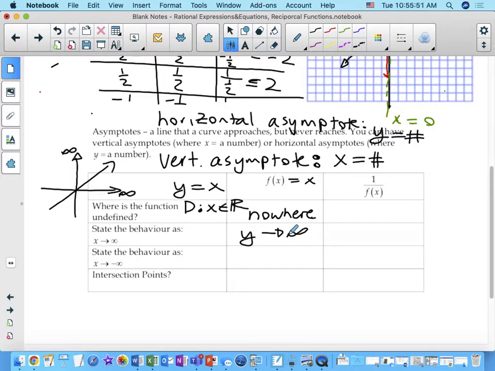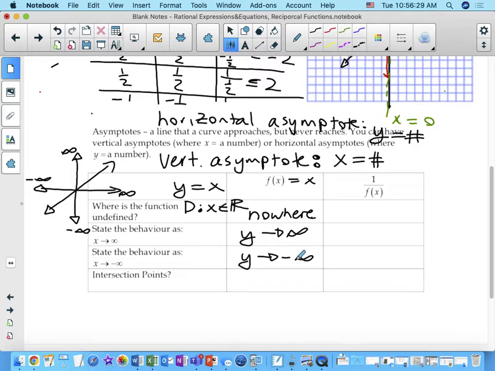Okay? What about as x approaches negative infinity? What's happening to y? As x goes this way, towards the left, what's happening to the y values? Yeah. They're decreasing. They're getting smaller and smaller and smaller. So they are approaching negative infinity. Okay, does that make sense?